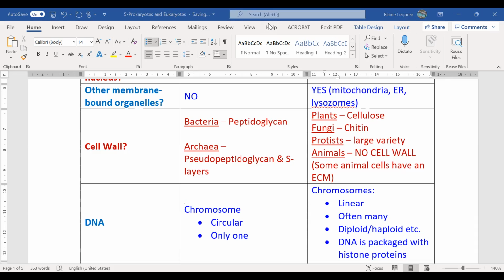Somebody has a question that says, what does ECM stand for? Extracellular matrix. So I can fill that in if you like. Extracellular matrix. So that's like your collagen or your bone structure, those kind of things.